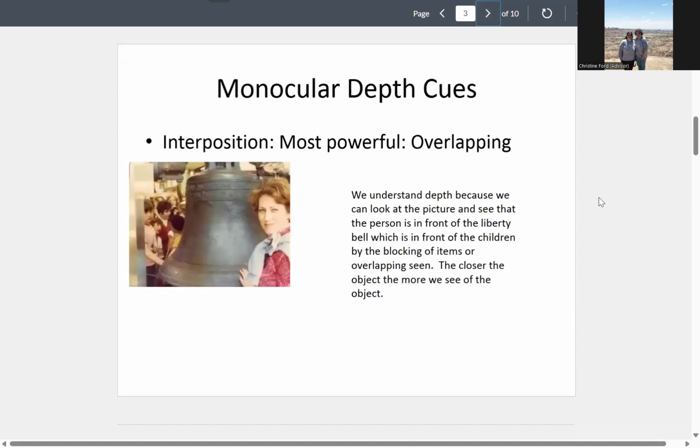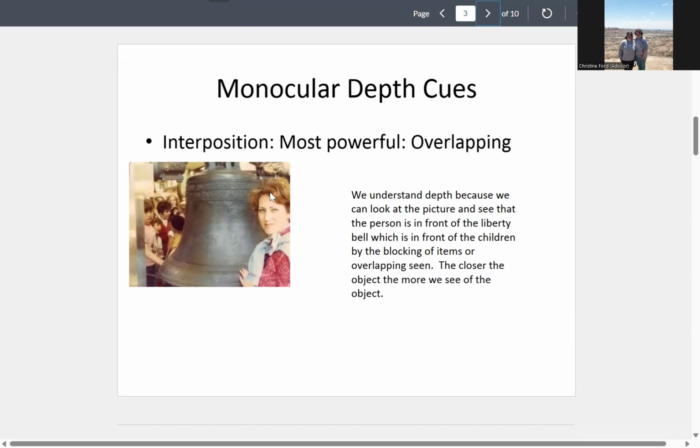So, what is a monocular depth cue? Well, a monocular depth cue is how we see visual cues using only one eye, which is the mono part of binocular. These are powerful because they allow us to see 3D images and they provide us with the ability to really look at depth. So, interposition is our most powerful monocular depth cue, and it is more commonly called overlapping. And what it does is it allows us to understand depth because we see what is in the foreground versus what is in the background based on how much of an image we see and what's blocking other images.